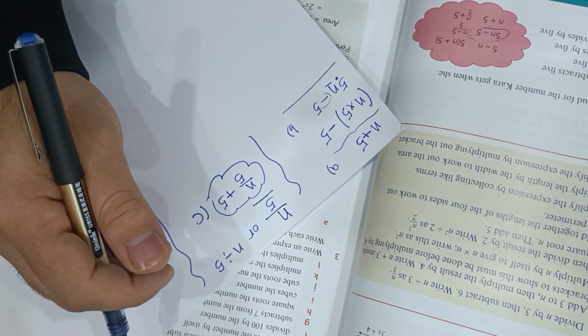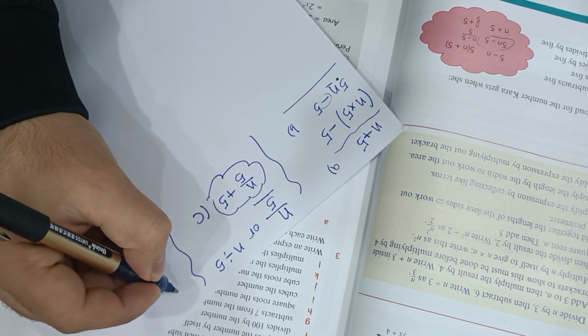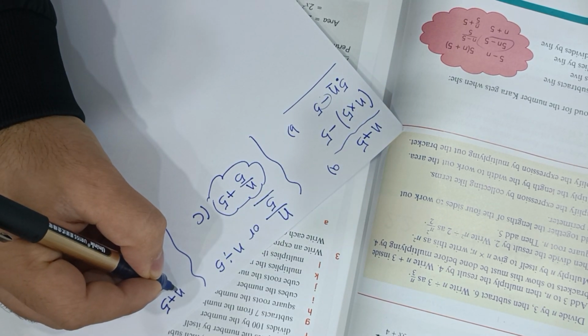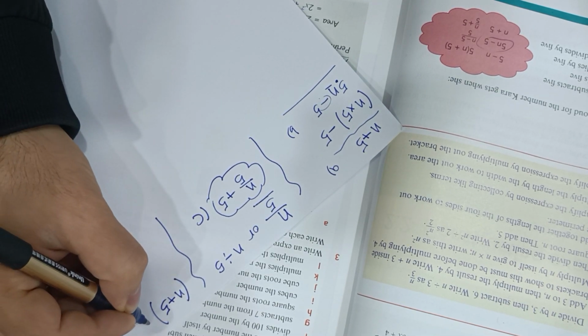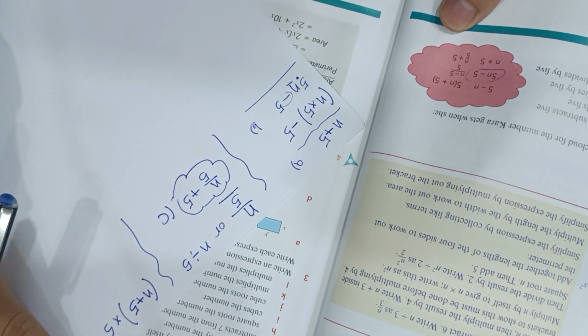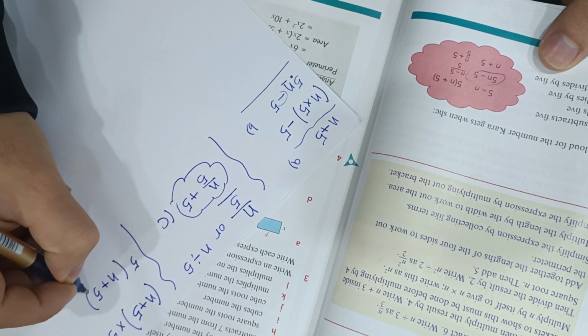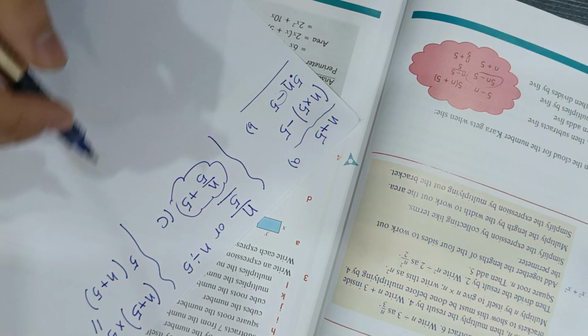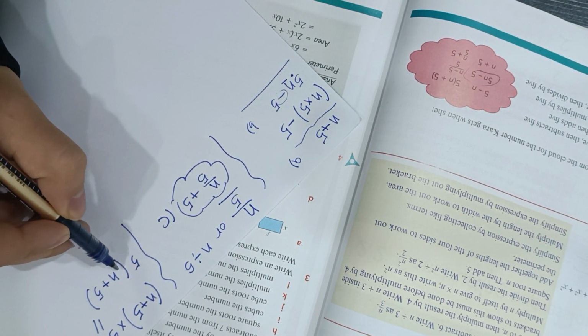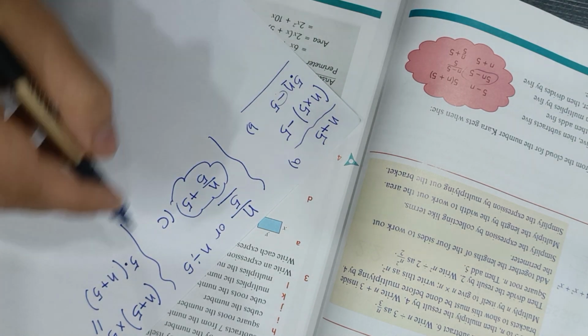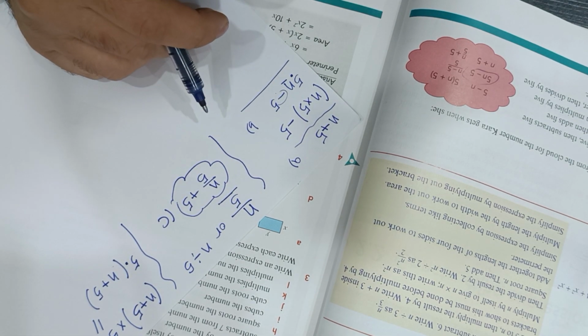And then we have part D. It says add 5 to the number, so n plus 5, then multiply by 5. So we can write it like this, or in the cloud it's given like this: 5 times n plus 5. These two are the same thing; they have the same meaning. Look, add 5 to the number, then multiply by 5. Both of them are acceptable for this part. Part D, we did it.